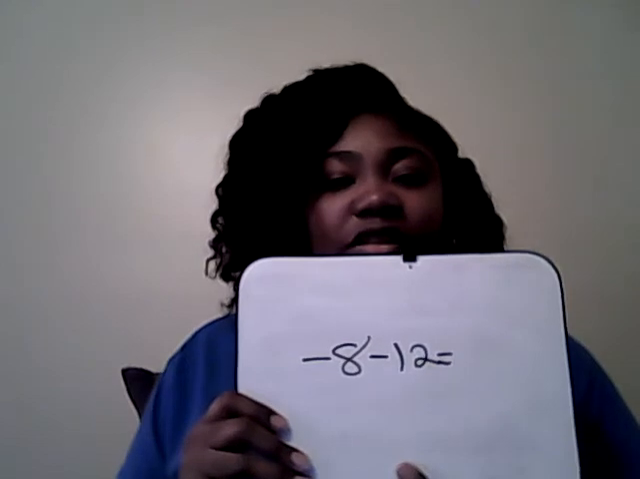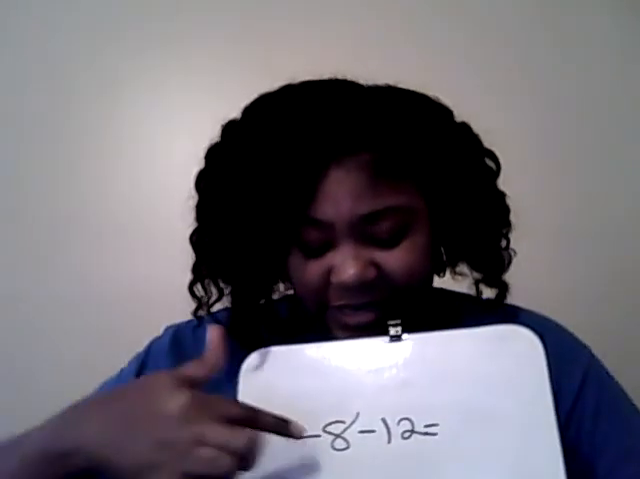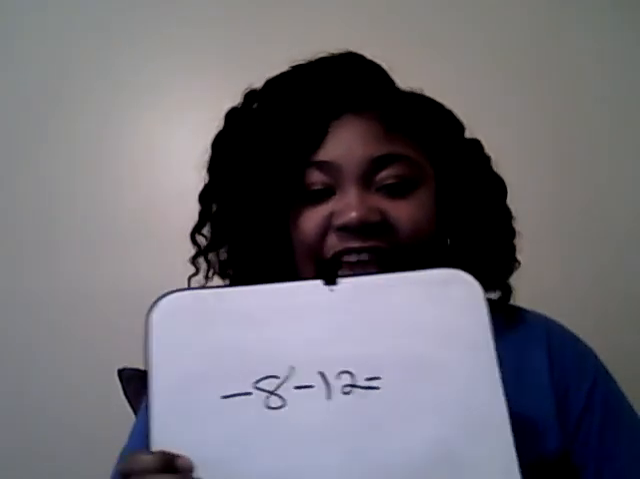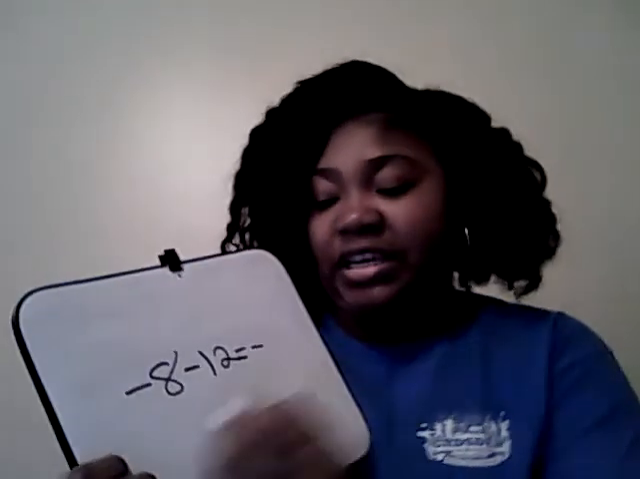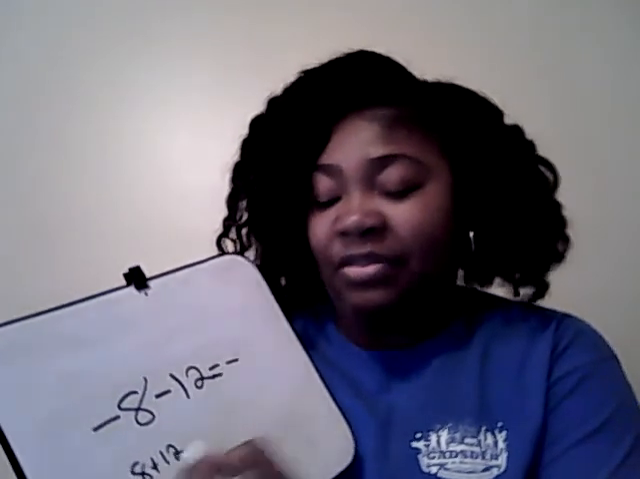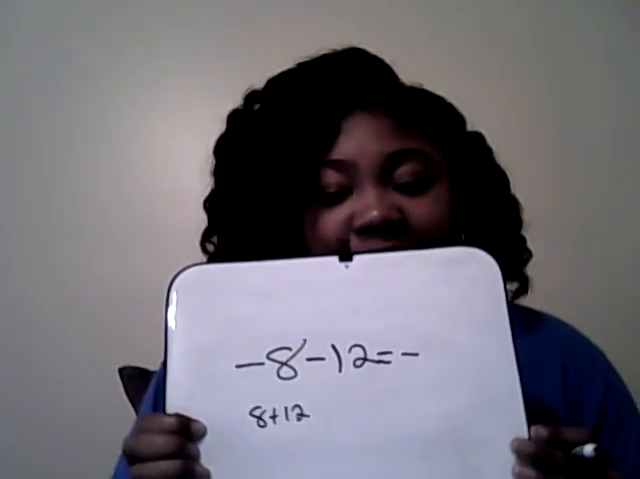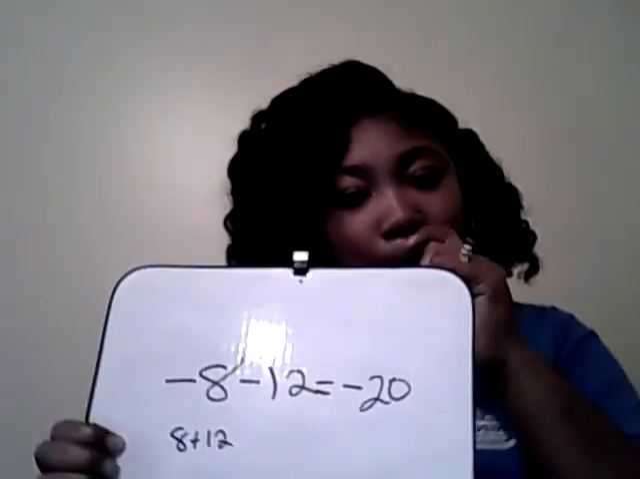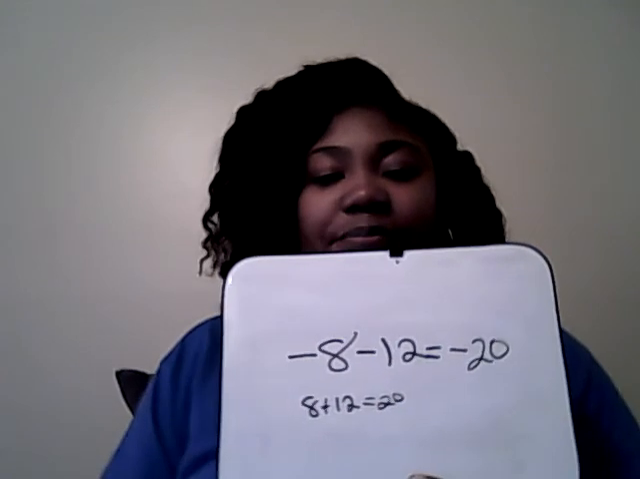Our next one is, alright, so they have the same exact sign. So when they have the same sign, you keep the sign. Okay, so since they have the same sign, I'm going to go ahead and put negative over here. So it's just like you said, 8 plus 12, because they have the exact same sign. So 8 plus 12 is going to be 20. That's our answer for that one.